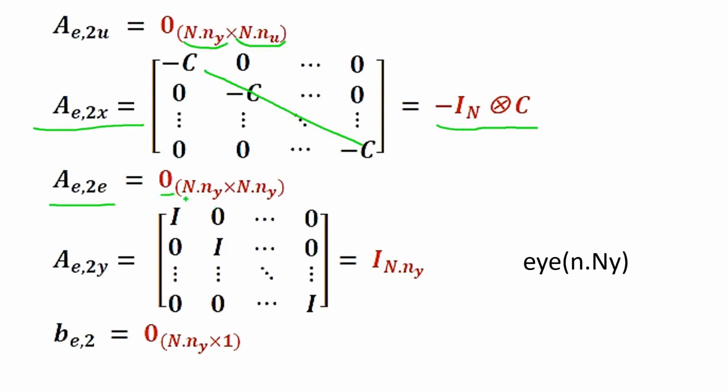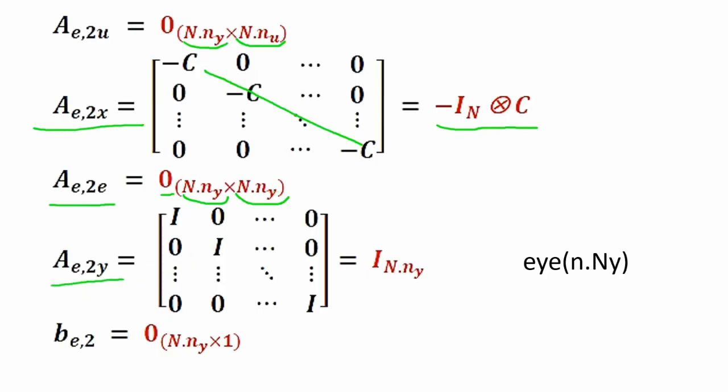How many rows? It is associated with the measurement equation, so we can write AE2e with this many rows. How many columns? This gets multiplied with the error signals, and an error is associated with the number of outputs. That's why n times ny columns.